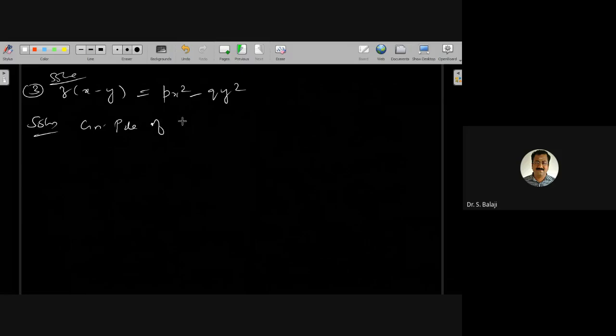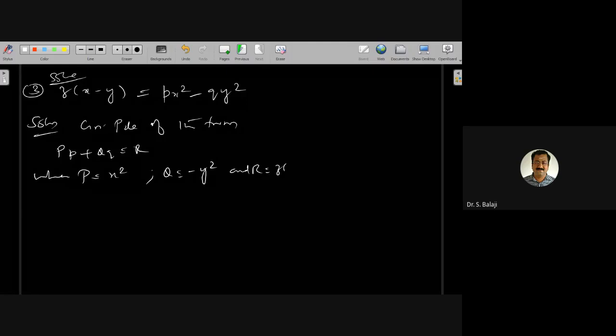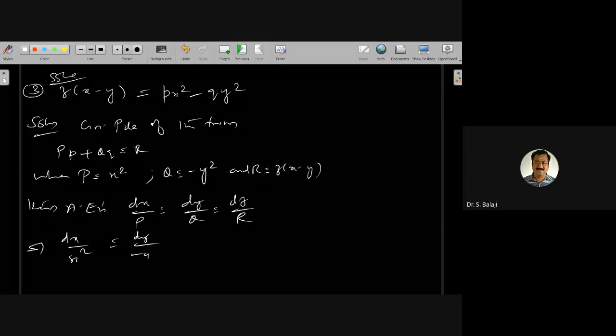Given a PDE of the form P p plus Q q equal to R, where P equal to x square, Q is equal to minus y square, and R equal to z into x minus y. Then the auxiliary equation is dx by capital P, dy by capital Q, dz by capital R: dx by x square, dy by minus y square, dz by z into x minus y.